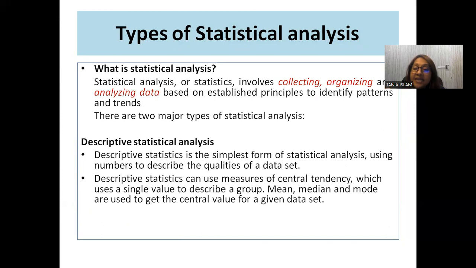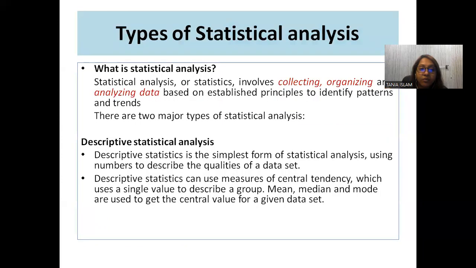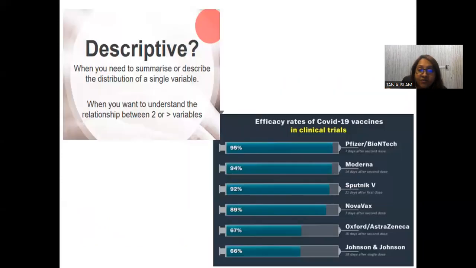And statistical analysis is mainly of two types. One is descriptive and one is inferential. Descriptive is simply describing your data. That's a very simple thing, like when you need to summarize or describe the distribution of a single variable. Okay. When you want to understand the relationship between two or more variables, you need to think a different way.